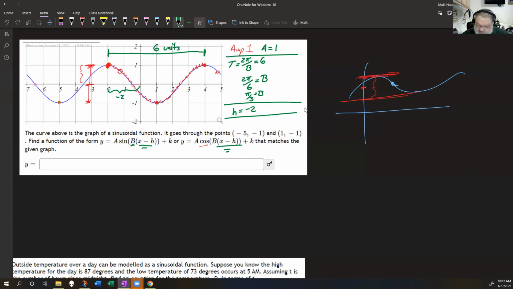And how much is our lift? Well, that K, that lift, is where our center line is. So our center line is here at 0. So our K is just equal to 0. That all seem reasonable?